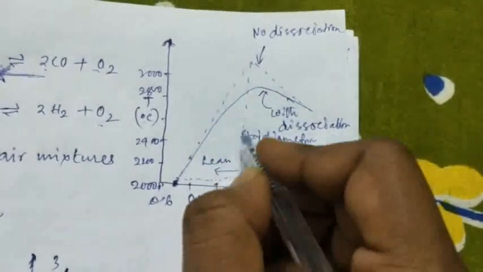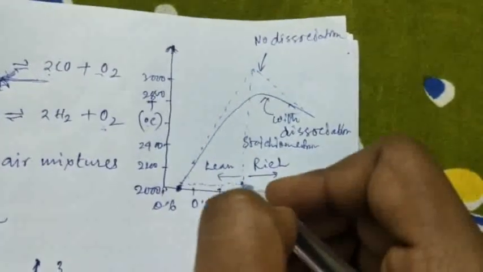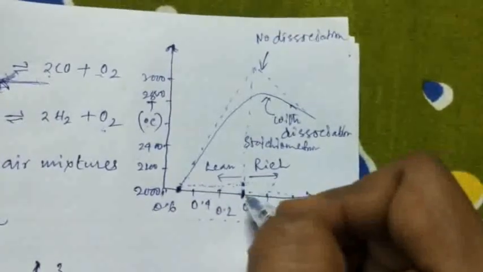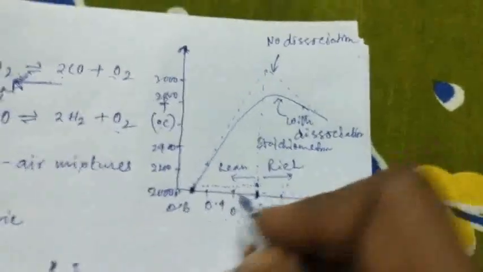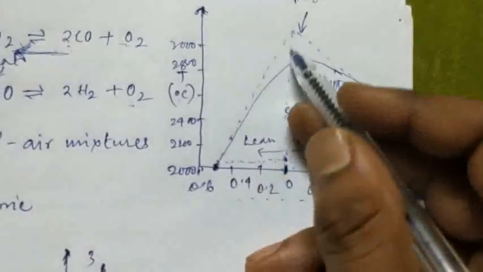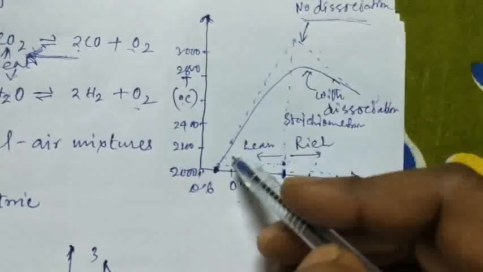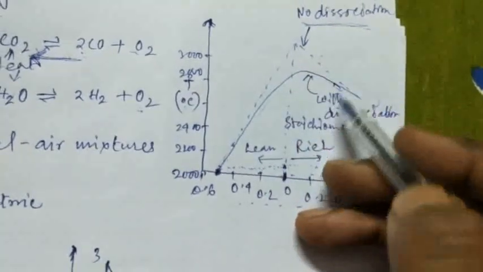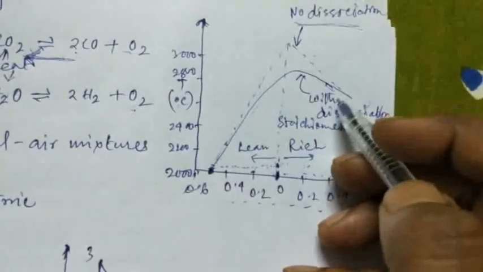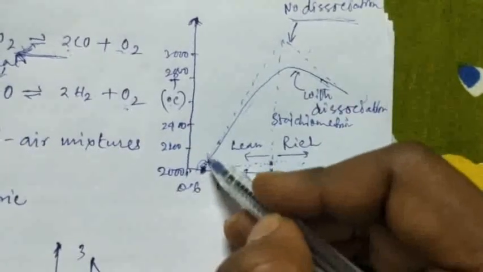Now at stoichiometric, the maximum dissociation will occur, and towards the richer mixture there will be no dissociation because the already present CO molecules will prevent the dissociation. So this dotted line is our curve which shows when there will be no dissociation. This thick line shows when there will be dissociation of the system. See, in a lean mixture, when the mixture is very lean, there will be no dissociation.